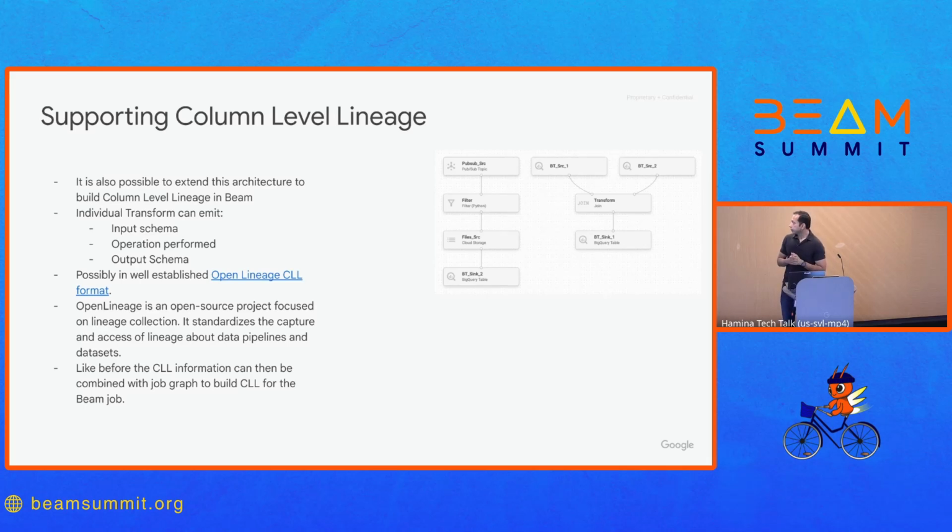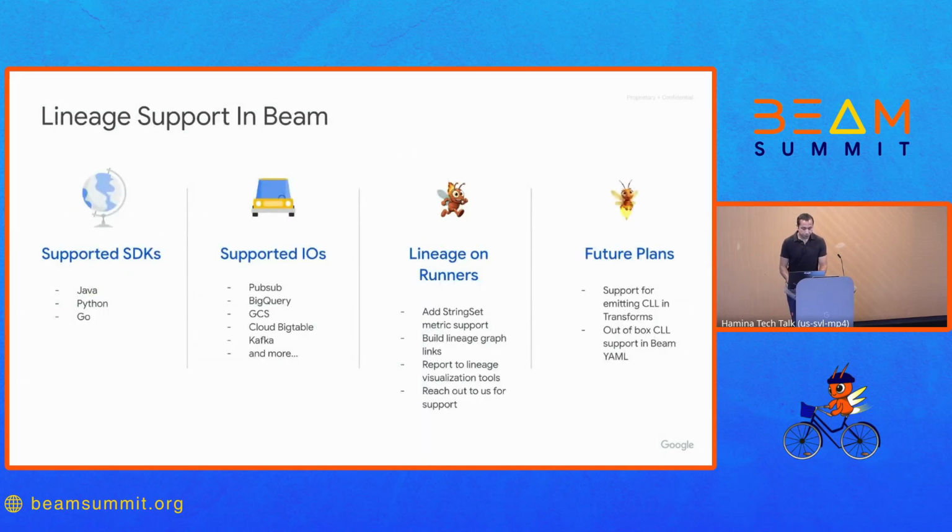Once we have this, where the transforms in the middle, not just the sources and sinks IOs, are emitting some information, we can again traverse the graph and find out all the transformations in the path and collect that lineage and build a lineage graph as we are doing for the asset level lineage. And that's how we can support column level lineage in Beam.